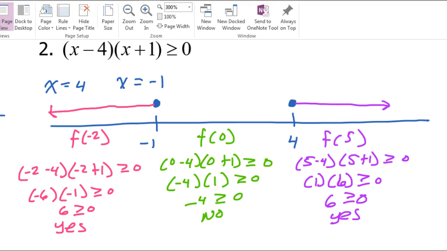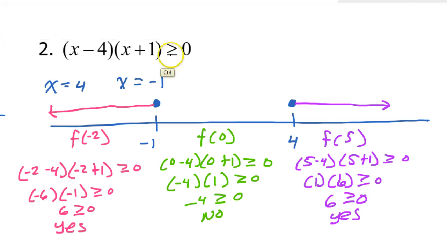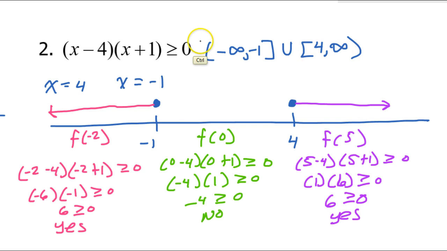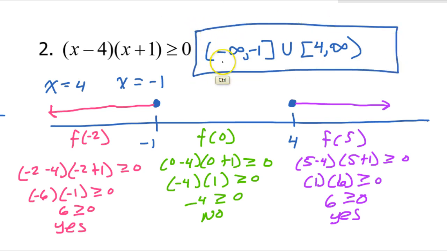So now I will back up, zoom out, and write my final answer in interval notation. So that's going to be negative infinity to negative 1, bracket, and then union 4 to infinity. All right, so this is the solution in interval notation.